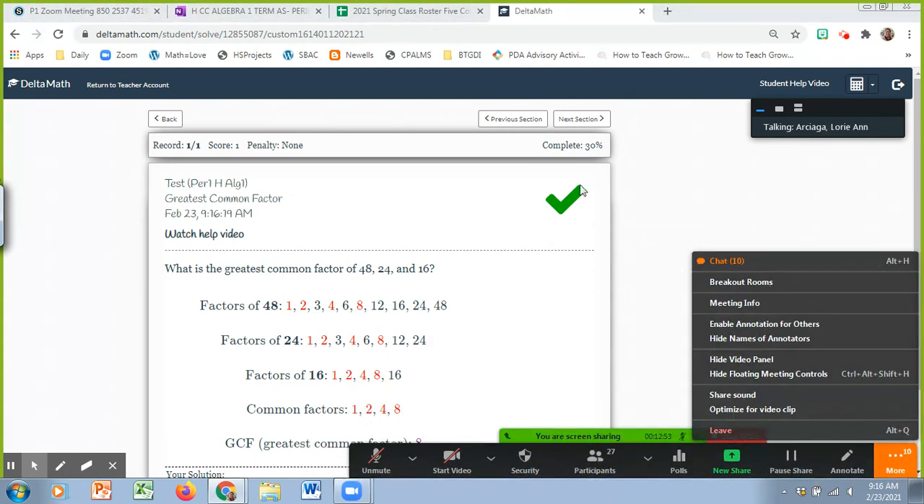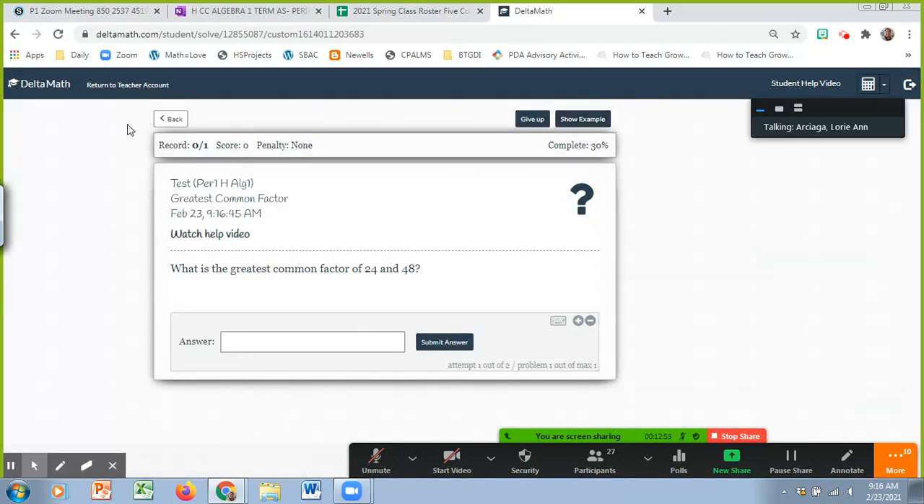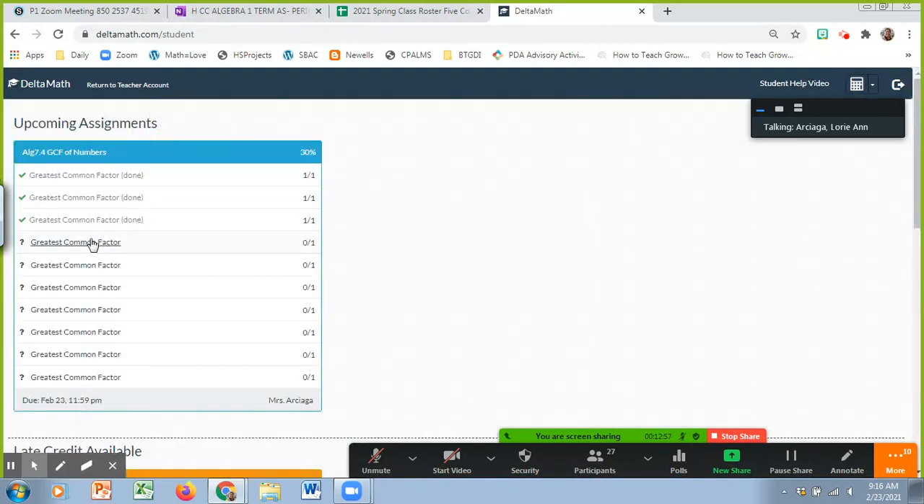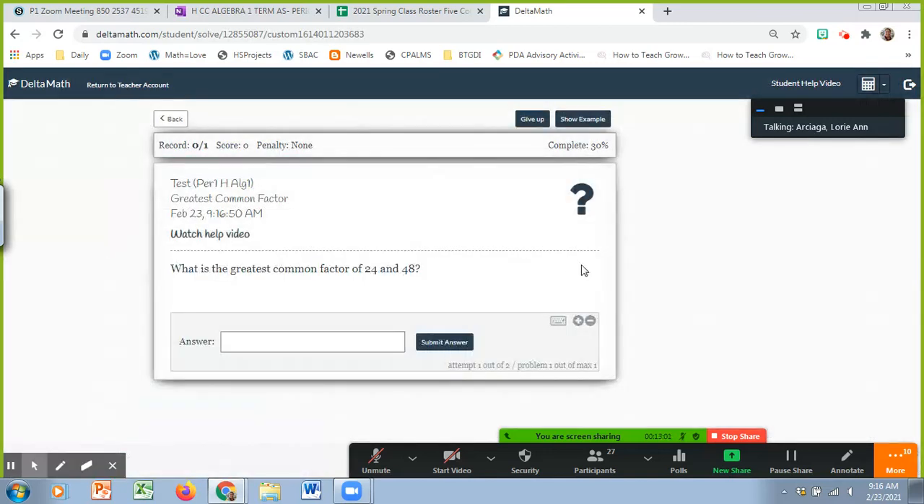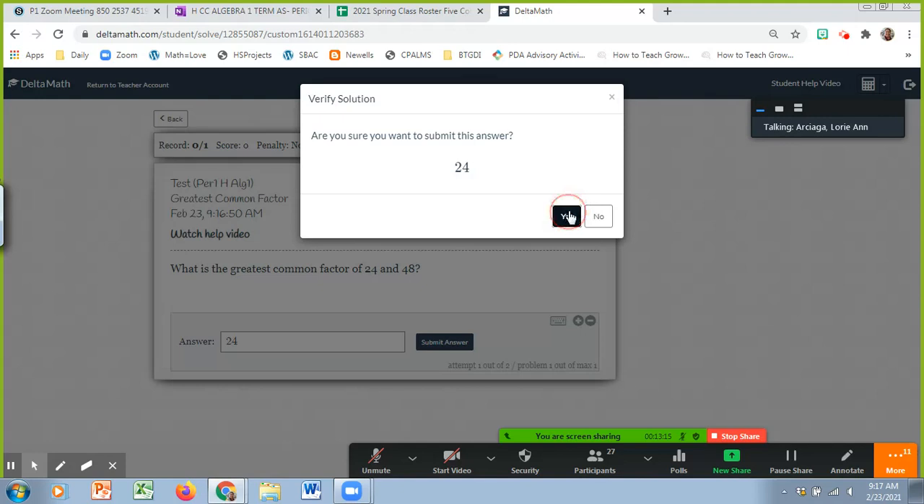Good morning. If you're just joining us right now, we are in Delta Math, and we are now moving on to our fourth question. What is the greatest common factor of 24 and 48? So you look for the smaller number, which is 24. Can 24 divide 48? Yes, Nyla, you got it. Let's go.